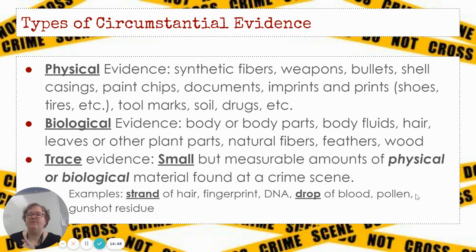It's usually stuff that we have to look very, very carefully for. And then we could categorize each of those as physical or biological. For example, DNA would be biological trace evidence, while gunshot residue would be physical trace evidence.